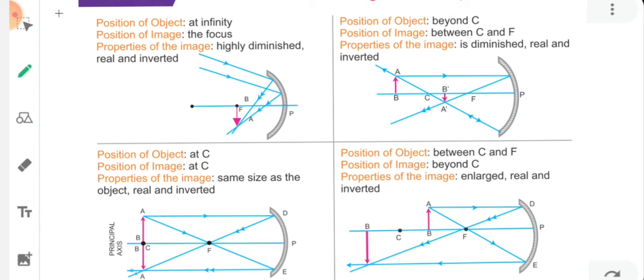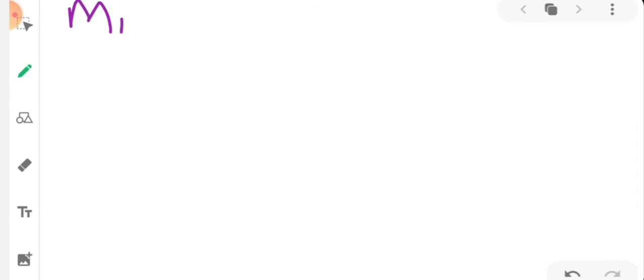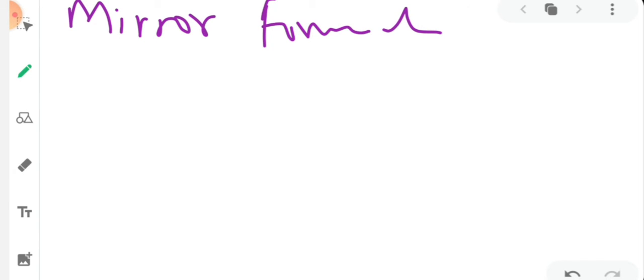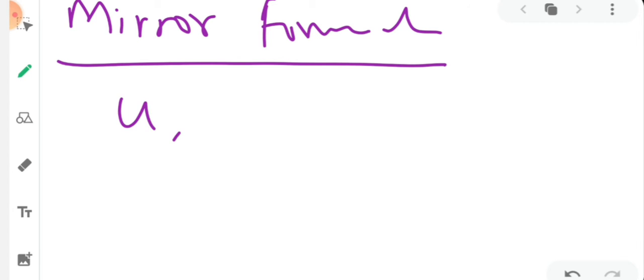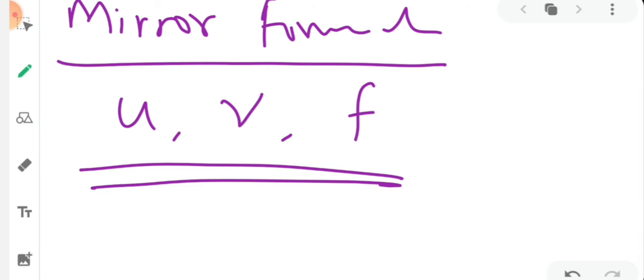But before that, let me clear up some things. Let me clear you the mirror formula. First of all, we will be discussing the mirror formula. So what is the mirror formula? When we study about mirrors, first of all we talk about three things: the object distance, the image distance, and the focal length. The relation between these three things is nothing but the mirror formula itself.